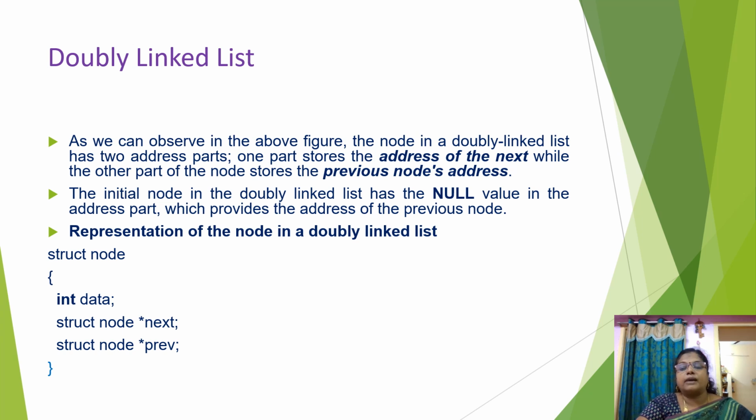Representation of the doubly linked list: we have a user-defined structure node which contains three data members. One is the data of integer type, the others are the pointers of the next and previous node type.